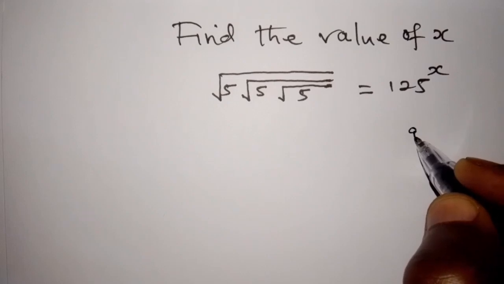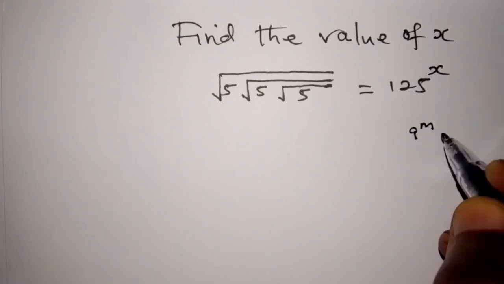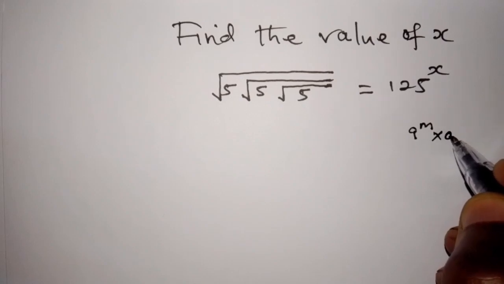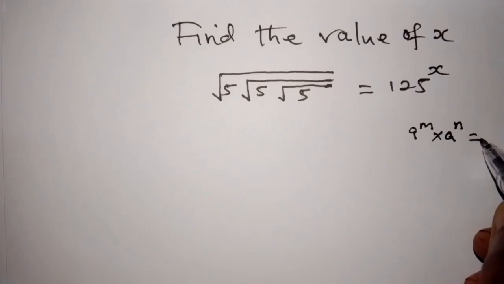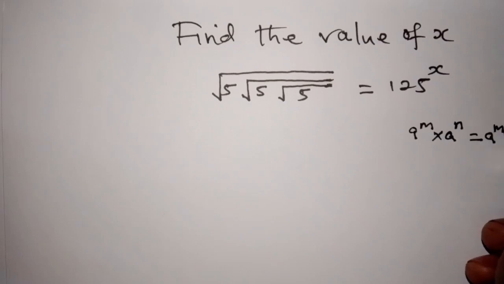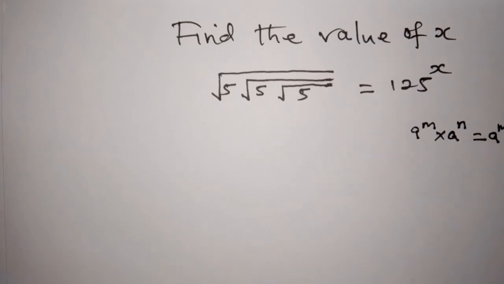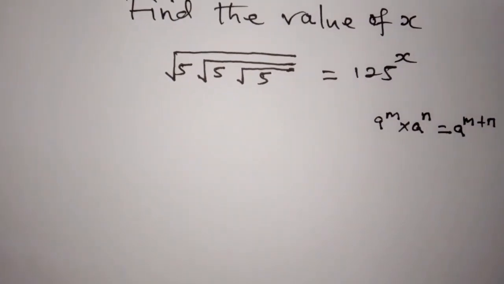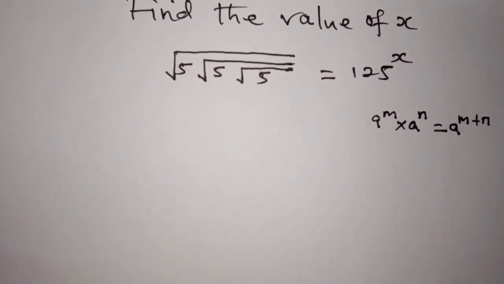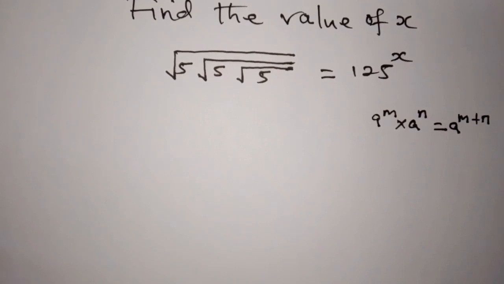a power m times a power n is equal to a power m plus n.